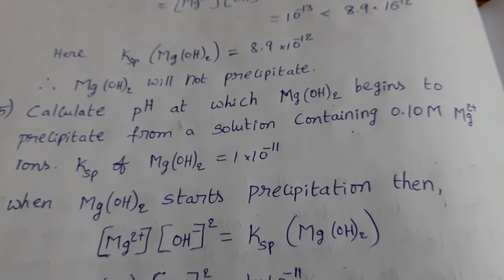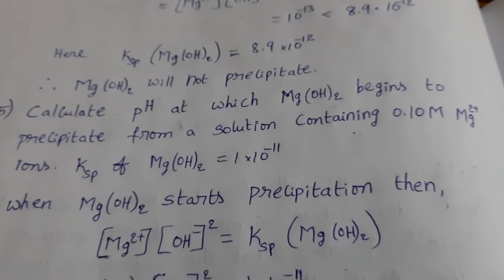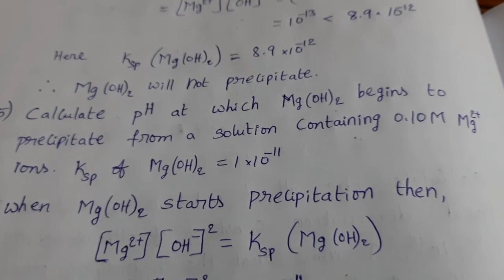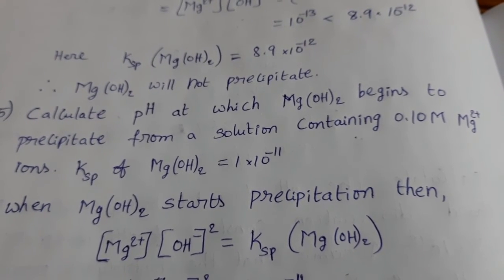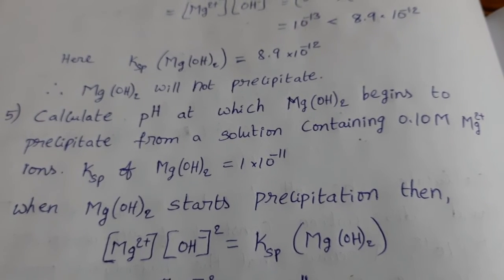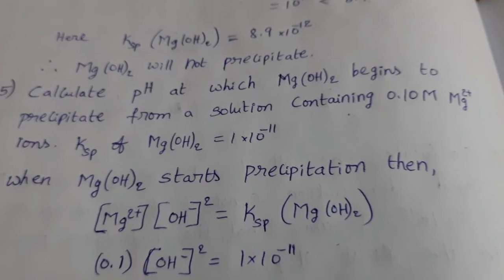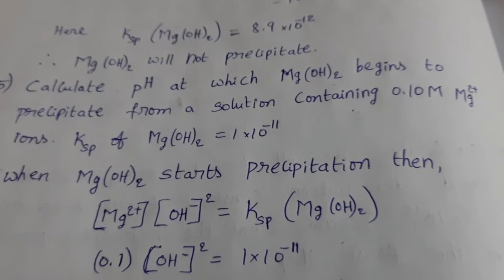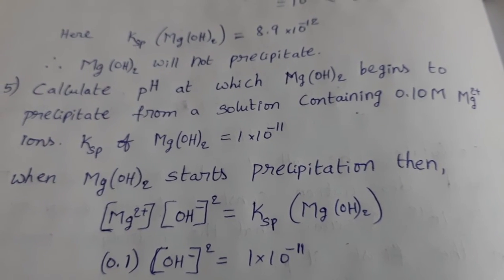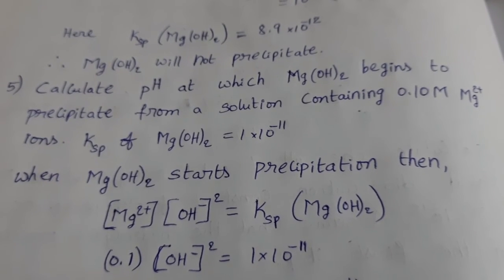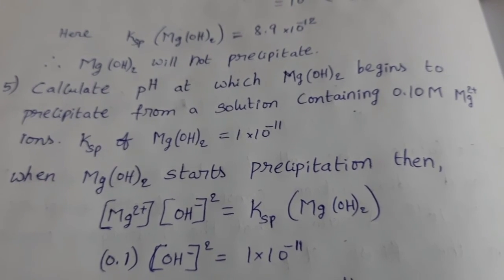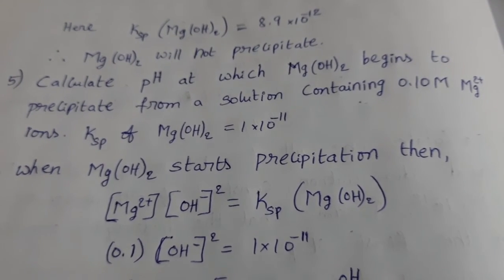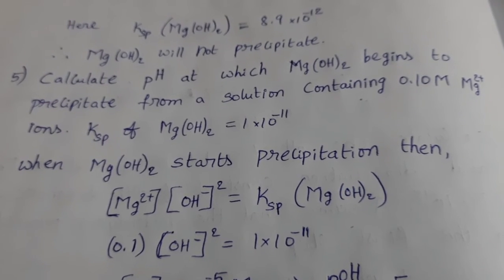The Ksp value of MgOH twice is given. Now at a particular pH, MgOH twice precipitation takes place. That pH value we should calculate. So when MgOH twice starts precipitation, then the concentration of magnesium ion and OH minus ion, their product should be equal to the Ksp of MgOH twice. So in the given solution, the magnesium ion concentration is given. How much? 0.1. We substituted.